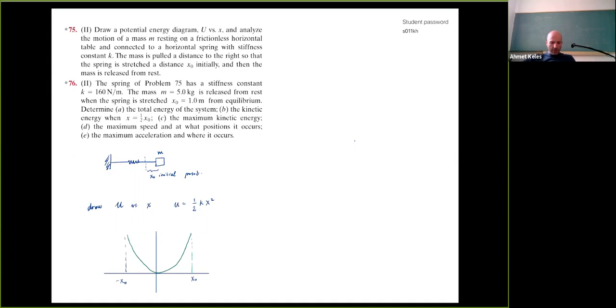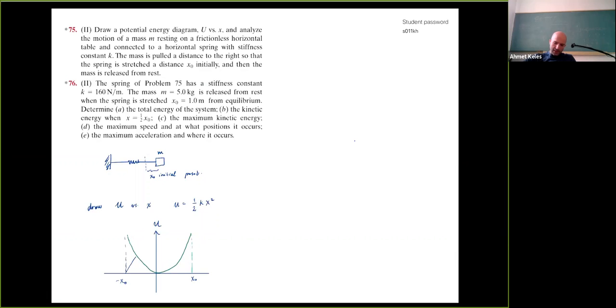Draw a potential energy diagram, U versus x, and analyze the motion of mass M resting on a frictionless horizontal table and connected to a horizontal spring of stiffness constant K. Initially the mass is here. As soon as you release it, it's going to start going to center, and as it goes to center, its potential energy will decrease, whereas kinetic energy will increase, right? So kinetic energy will be the reverse of this.